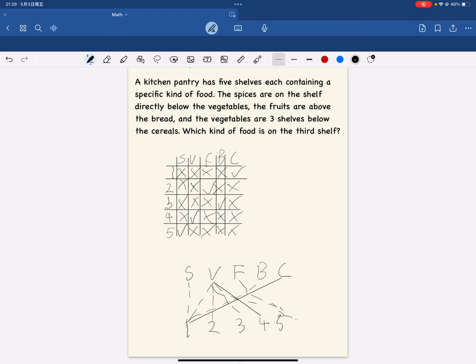Okay. Now we're going back to the first statement. It says the spices are on the shelf directly below the vegetables. So that means the vegetables are on the 4th layer, so the spices are on the 5th layer. And the fruits are above the bread, so there are only 2 layers left, so the fruit is on the 2nd layer and the bread is on the 3rd layer. And once again, we get the same answer: the bread is on the 3rd shelf.